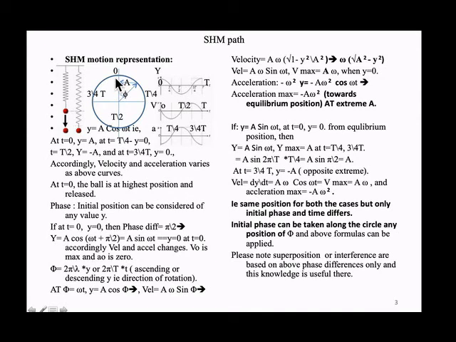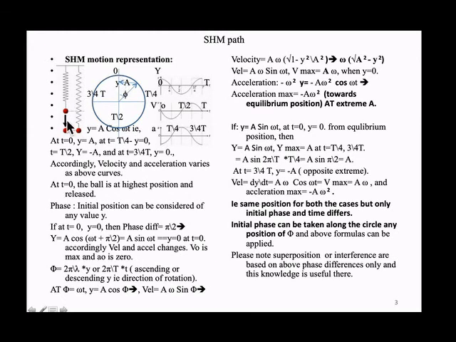At t is 0, it is at plus y, the ball is at the topmost position. As time goes, the ball comes down. When the ball comes to the middle position, the displacement is 0, the equilibrium position. Further on, because of its velocity, it goes further down to minus y. Then it takes the upward direction again, comes to the equilibrium position, and goes back to the original topmost position.